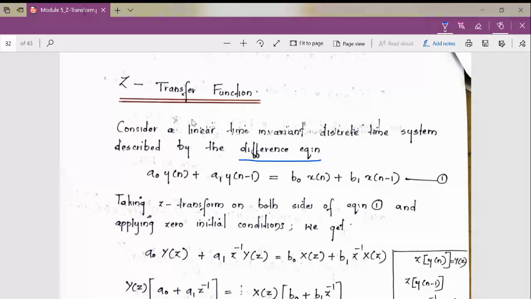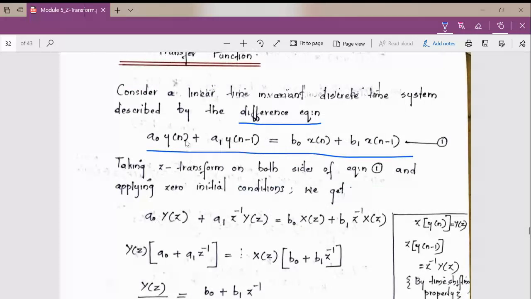So this is the standard form of a difference equation, that is, a0 into y of n plus a1 y of n minus 1 plus a2 y of n minus 2 plus etc. equal to b0 into x of n plus b1 x of n minus 1 plus b2 x of n minus 2, like that. Now we are taking the Z transform on both sides of equation 1 and we are applying zero initial conditions.